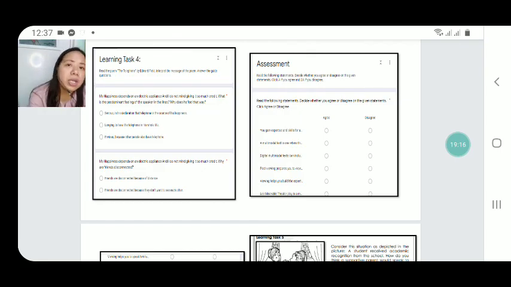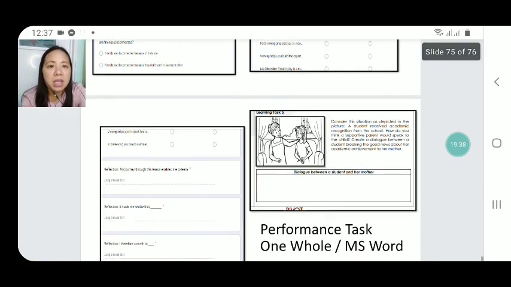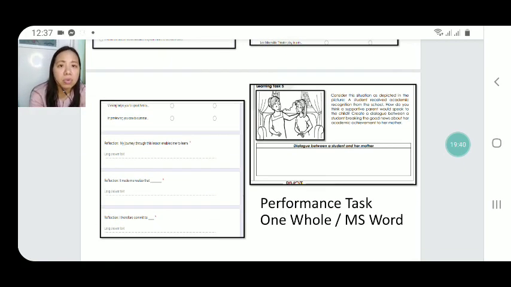So for the learning task 4, these are naman about the poem telephone. There is a question about that poem, and there are already given choices. You just need to click what could be an appropriate answer on that question. After that is the assessment. You just need to click agree or disagree, what will be your choices about the statement presented in there. And then after that, you just need to do the reflection. Continue nyo lang ulit yung sentence.